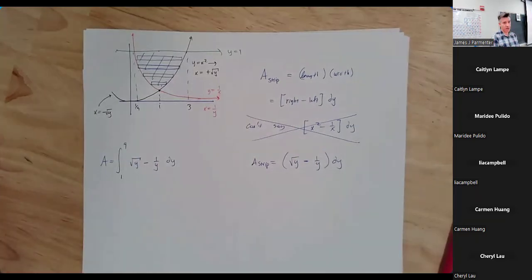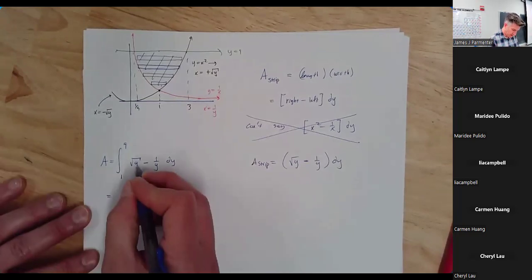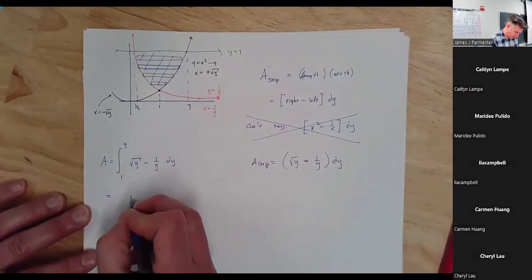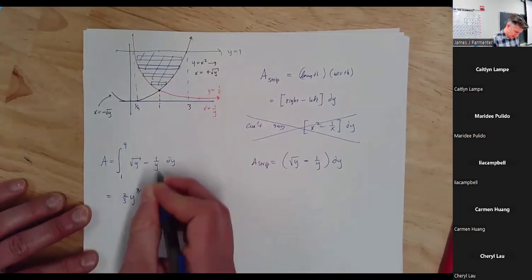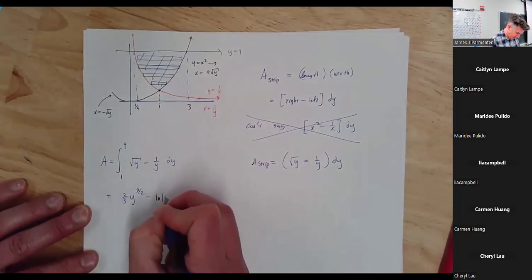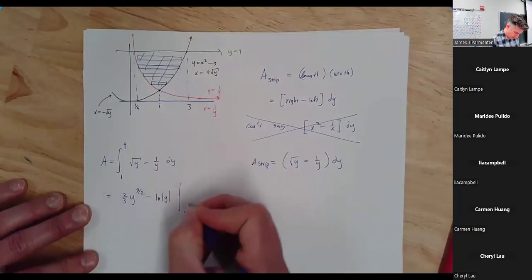And to me, that looks a little less terrible to integrate. We integrate this: we've got y to the 1/2, so the antiderivative of y to the 1/2 is y to the 3/2 times 2/3. The antiderivative of 1 over y is the natural log of the absolute value of y, evaluated from 1 to 9.